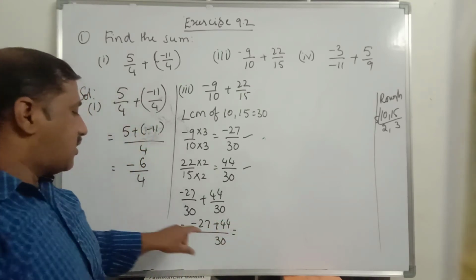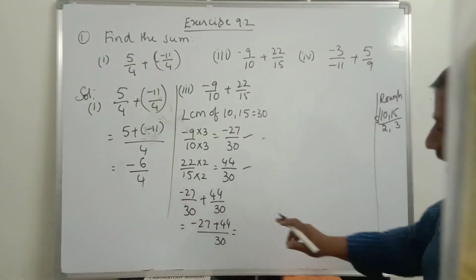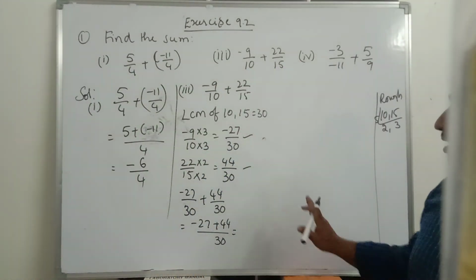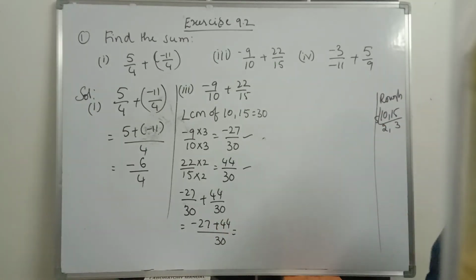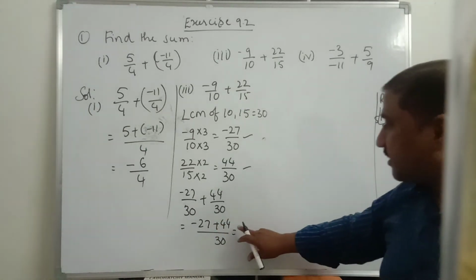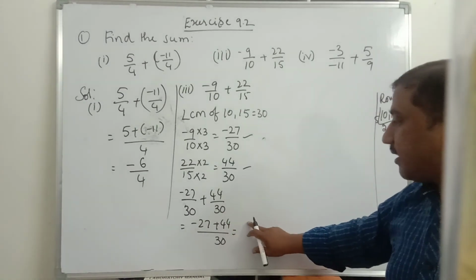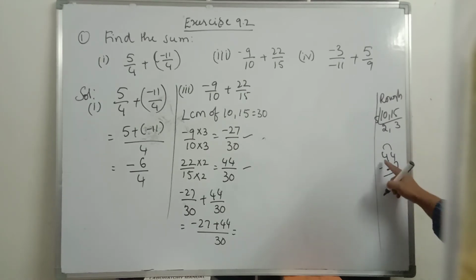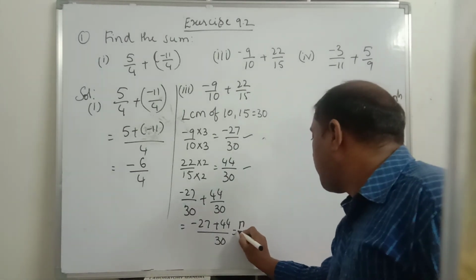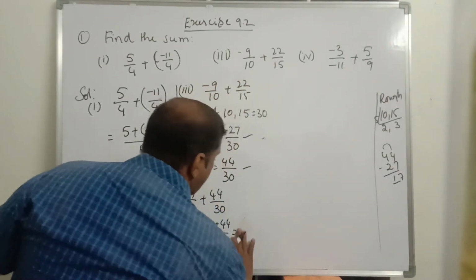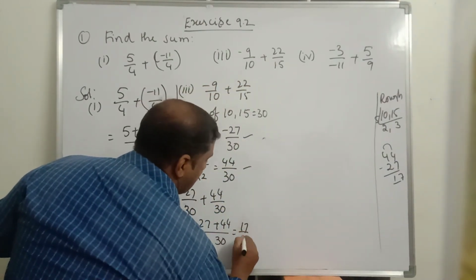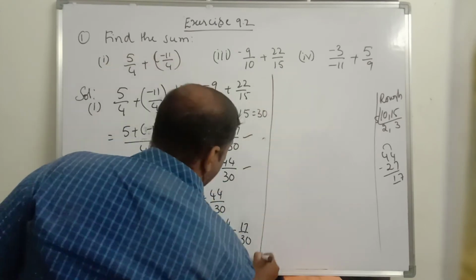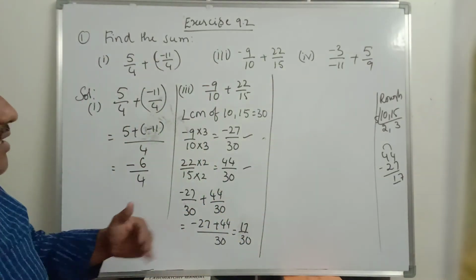That is equal to, so again here one is a positive integer and one is a negative integer. So what to do when we are adding? Subtract the smaller number from the greater number and take the greater number's sign. Here which is the greater number? 44, therefore we get plus. Subtract 27 from 44. 44 minus 27. Go for borrowing. 14 minus 7 is 7. Then 3 will be there. 3 minus 2 is 1. We will get 17 divided by 30. Like this we will find the sum of the two rational numbers.